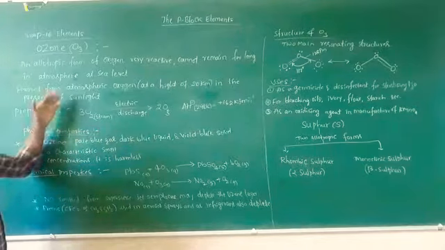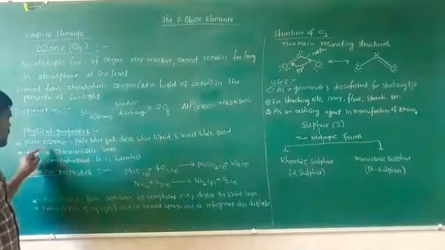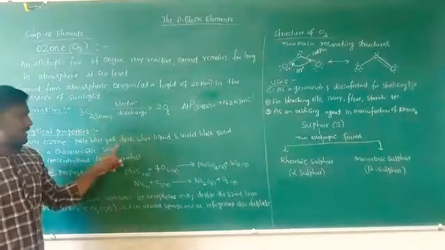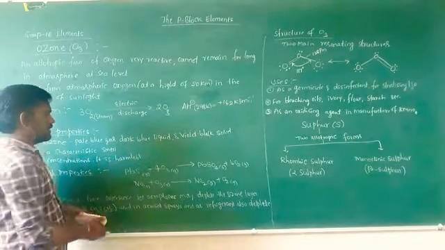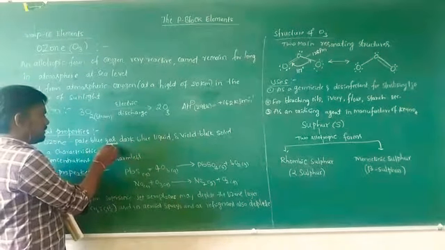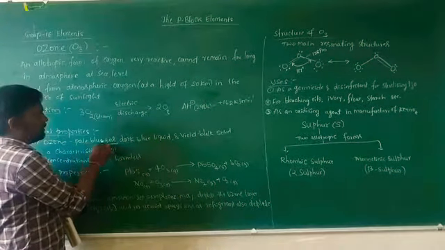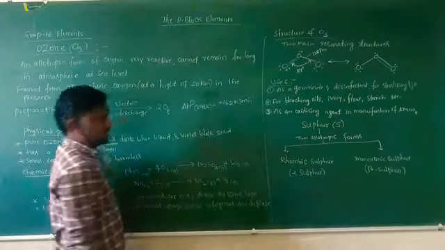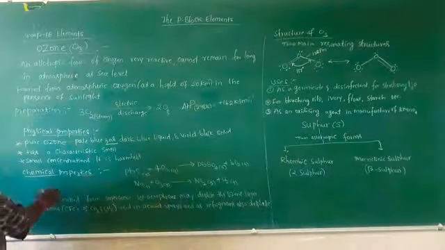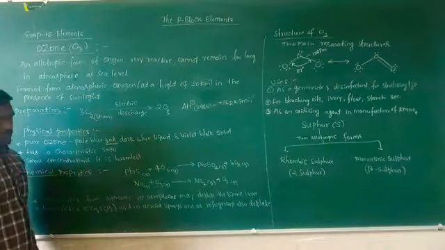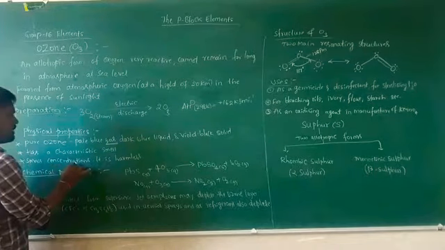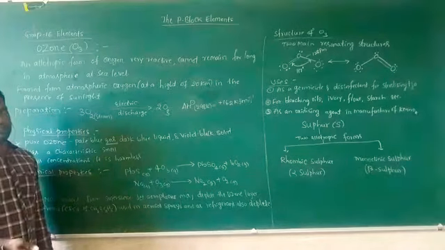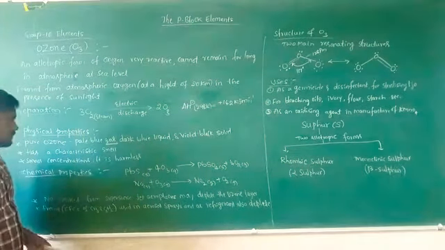What are the physical properties of ozone? Ozone is a pale blue gas, a dark blue liquid, and a violet black solid. If it is a gas, it is pale blue; if it is a liquid, dark blue. Ozone has a characteristic smell, and a small concentration of ozone is harmless. If the concentration increases, it is harmful.